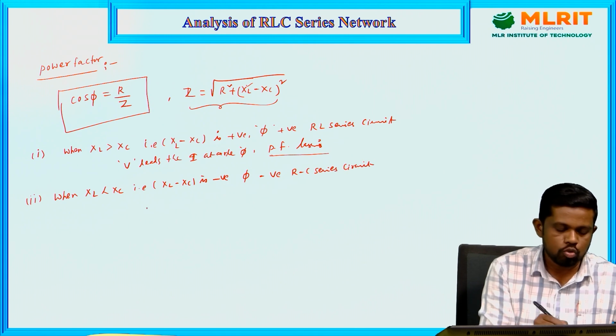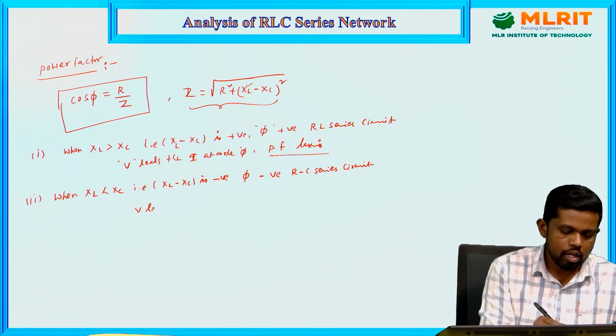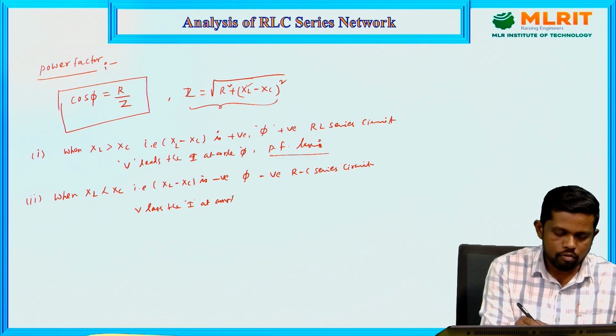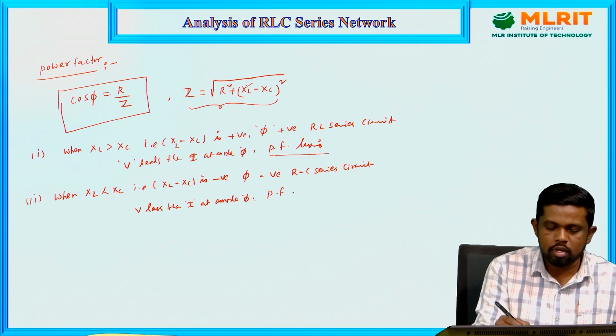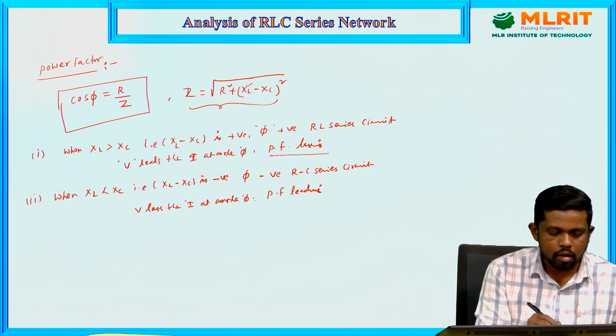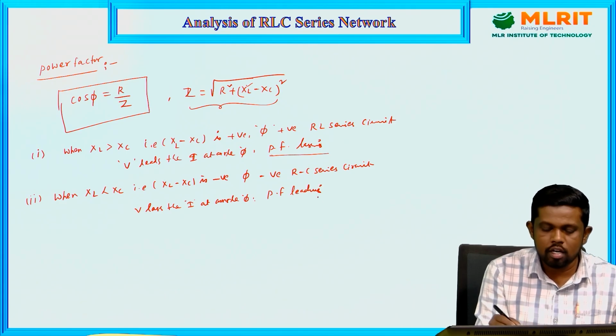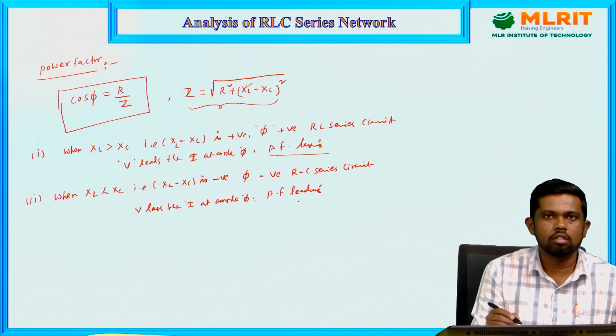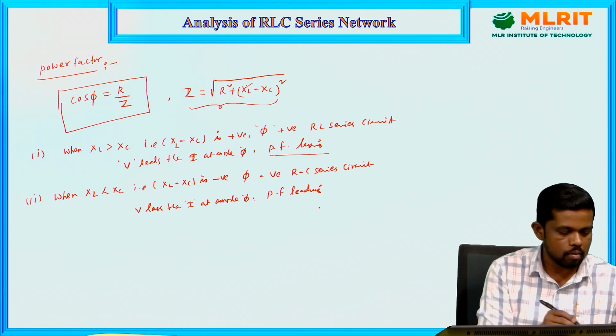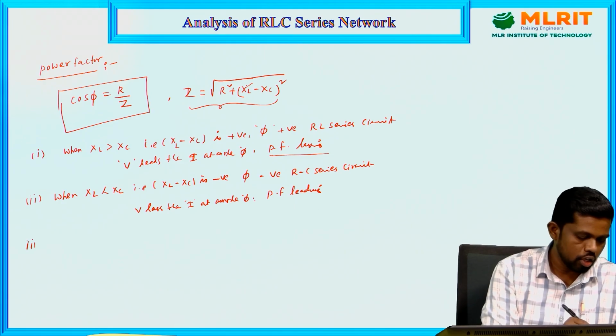So based on this one, the V always lags the current at an angle of phi. Based on this, the power factor of the network should be leading. Because the current is leading, the power factor of the system or network should be of leading nature. Then case number 3, the last case.